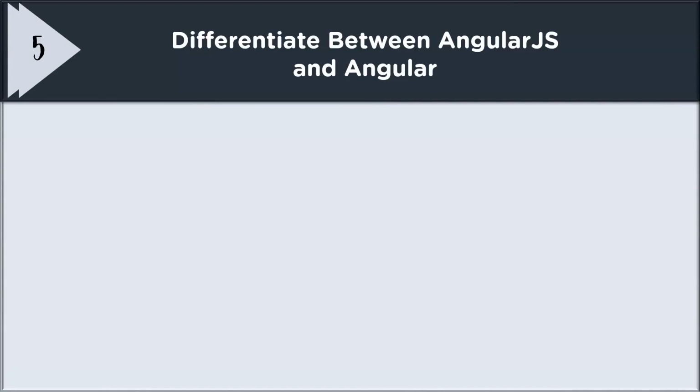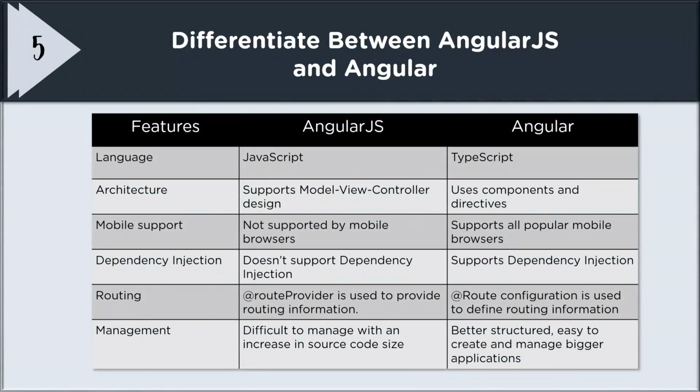Differentiate between Angular and AngularJS. Here's a simple table for you. So here are the features that we're going to differentiate the two on the basis of. First is language. AngularJS uses JavaScript while Angular uses TypeScript. When it comes to architecture, AngularJS supports the model view controller design while Angular uses components and directives.